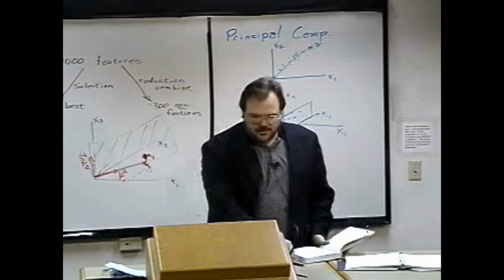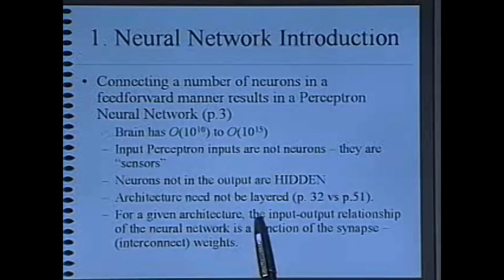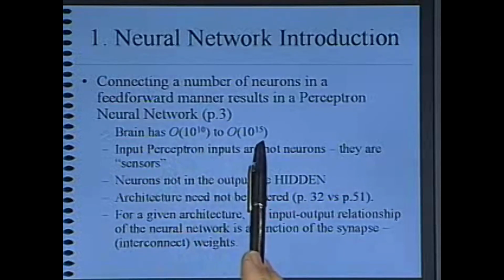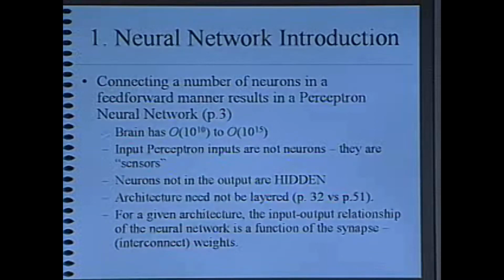If we look at the overhead, we see how far we are from biological neural networks. The brain has on the order of 10 to the 15th neurons in it. We're very far from that. And plus, the neural network that we have talked about is homogeneous. Each neuron is about the same as every other neuron, and certainly that doesn't allow for specialized sorts of reactions. As I mentioned before, the input perceptron inputs are not neurons, they are sensors, because they don't crunch data. The only thing that they're responsible for is taking the inputs, the sensor inputs, the feature inputs, if you will, and broadcasting them to the next neurons.